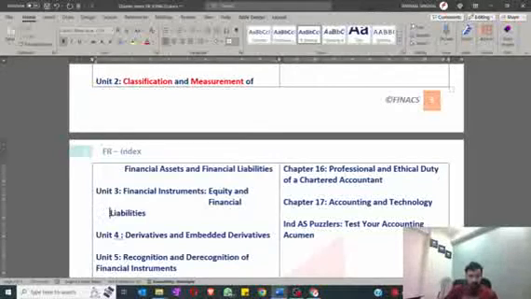Next topic which we will cover in financial instruments is equity and financial liabilities.